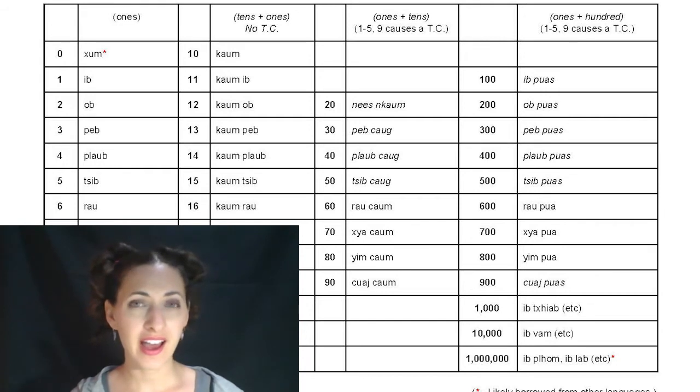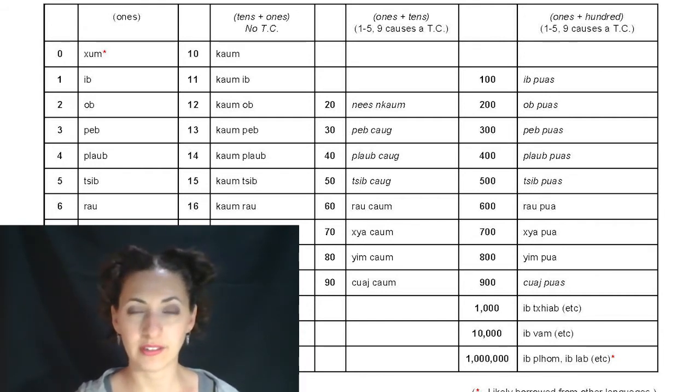Yay! Now they also have for 1,000, 一千, and then 10,000, 一万, and then 1,000,000, or 一lakh.